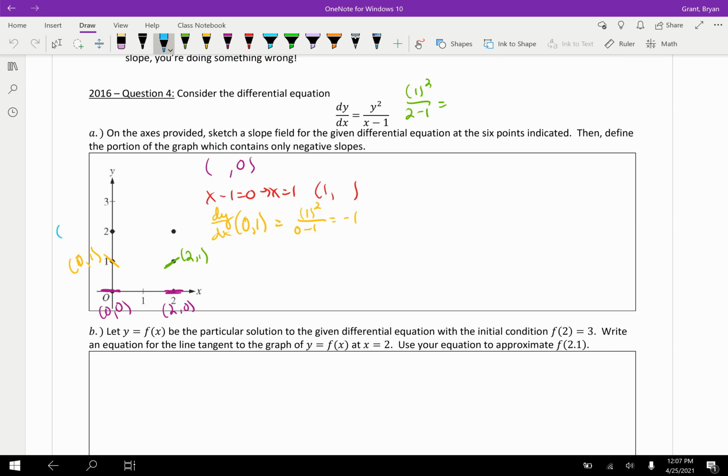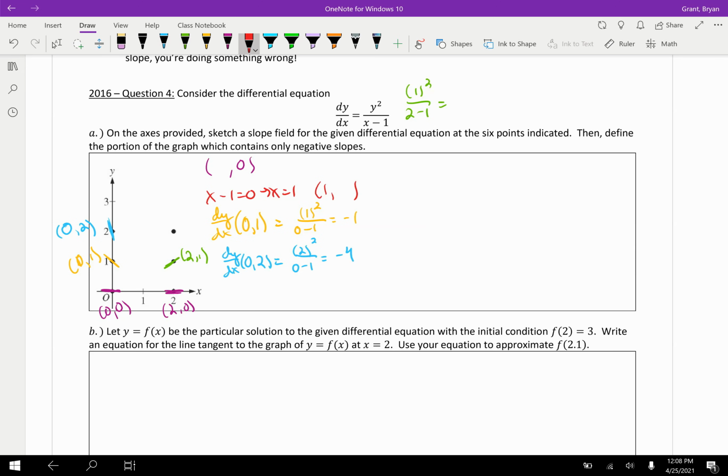All right, as we continue on, this is the point 0 comma 2. So if we evaluate dy/dx at 0 comma 2, we get 2 squared over 0 minus 1. That looks to me to be negative 4. So negative 1, 2, 3, 4 over 1, pretty steep, something like that.